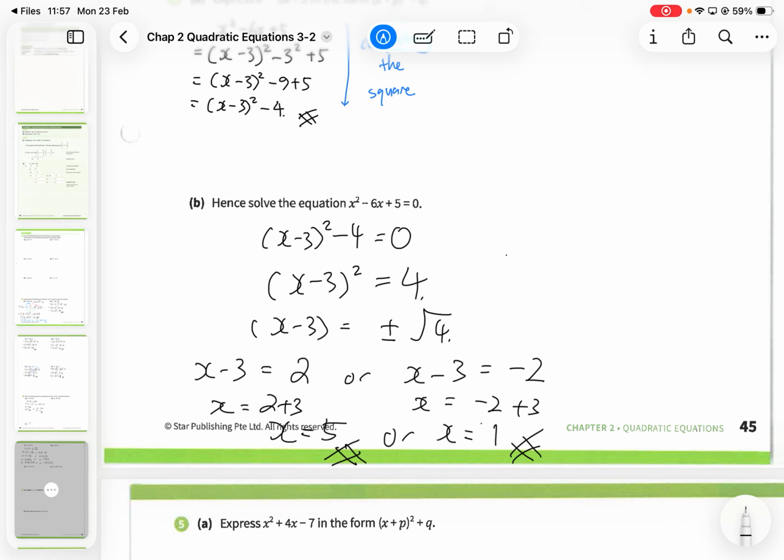Completing the square. If you cannot, refer back here. What does completing the square means? I want to put my x square and x back into a bracket. How do I put them back into the bracket? I take this number divided by 2. That is how we start.